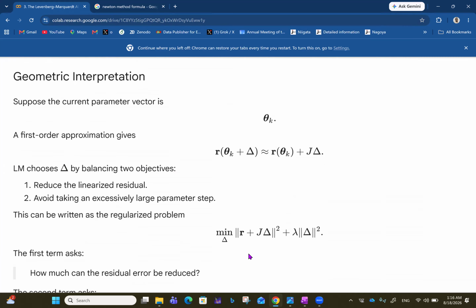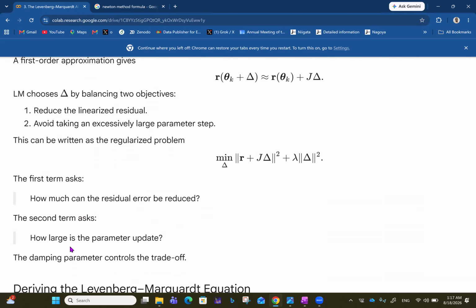In machine learning, we have regularization setups like ridge, lasso, and of course elastic regression. In this case, we are minimizing over del the square of the absolute value of r plus J del, plus lambda times the square of the absolute value of del. The first term asks how much the residual error can be reduced. The second term asks how large the parameter update is. So these two things are balancing themselves out.